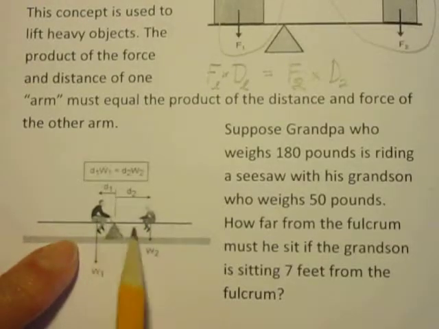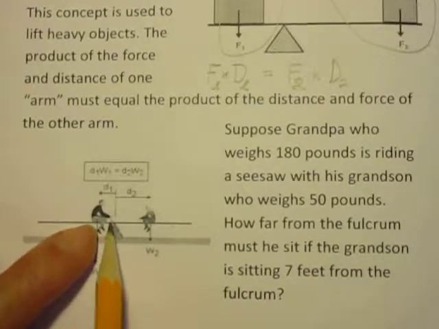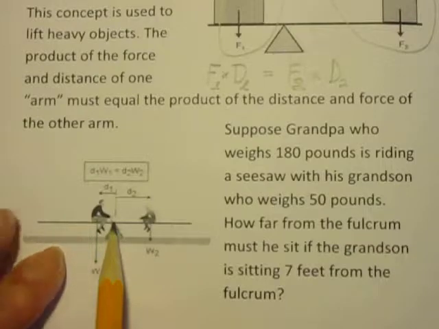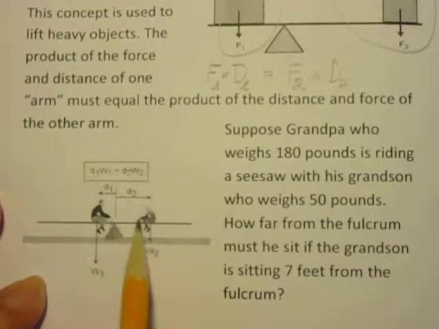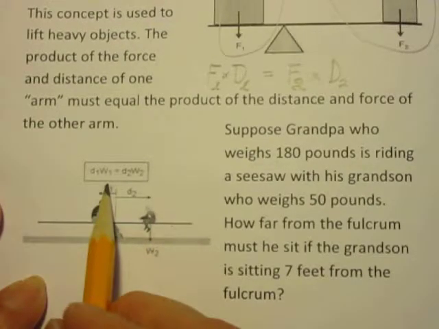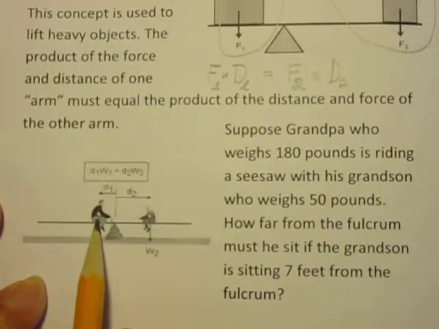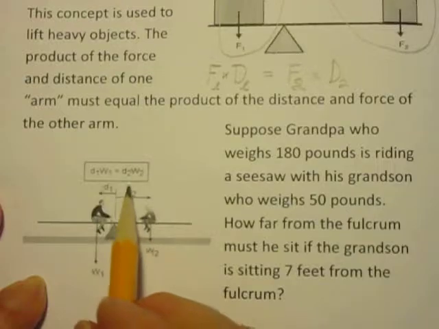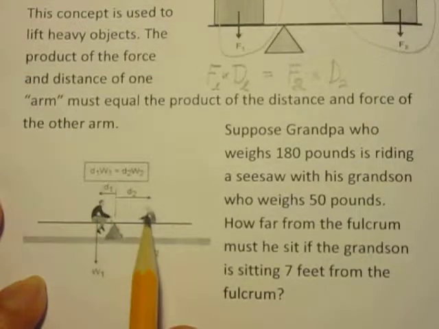In order to maintain a balance here, grandpa is going to have to sit a whole lot closer to that fulcrum than the grandson. The grandson can sit farther out to maintain a balance. So you'll have a shorter distance with a heavier weight on one side of your equation, with a longer distance and a smaller weight on the other side.